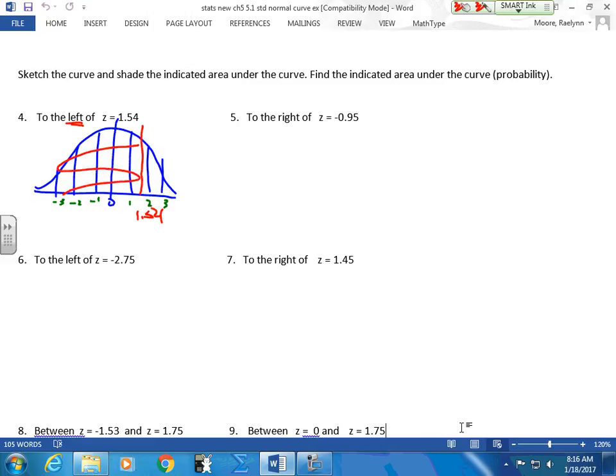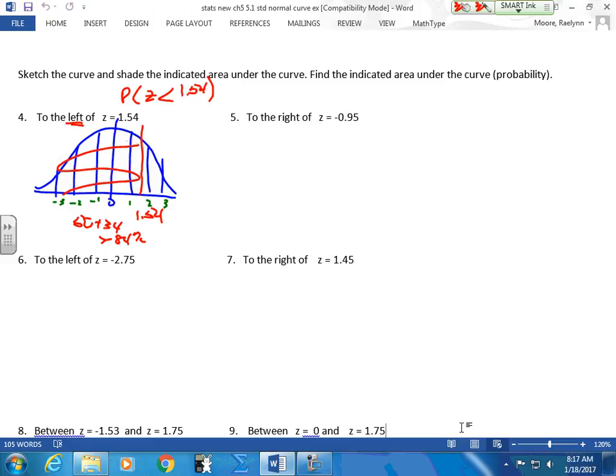Should my answer be greater than 50% or less than 50%? Greater. Isn't it more than 50% of my curve? It's a good chunk more. And I know this, we remembered saying 68 divided by 2 is 34. So 50 plus 34, it has to be greater than 84%, doesn't it? Get a ballpark so that you get a feeling for this. So I got the probability that the z is to the left, less than.